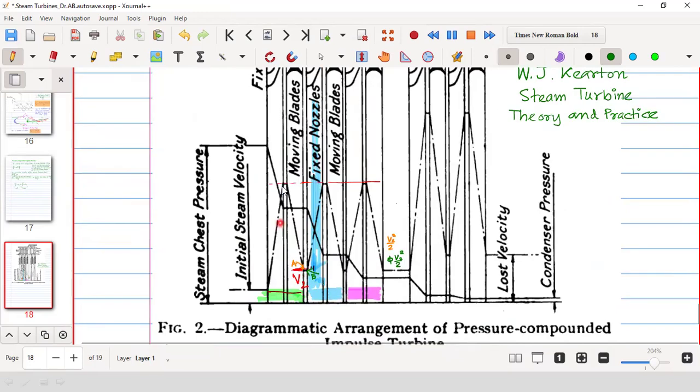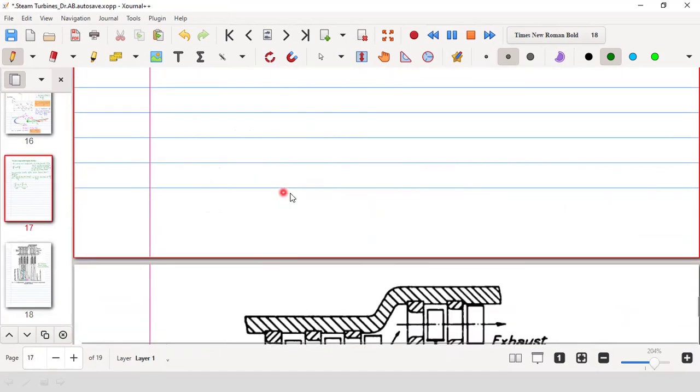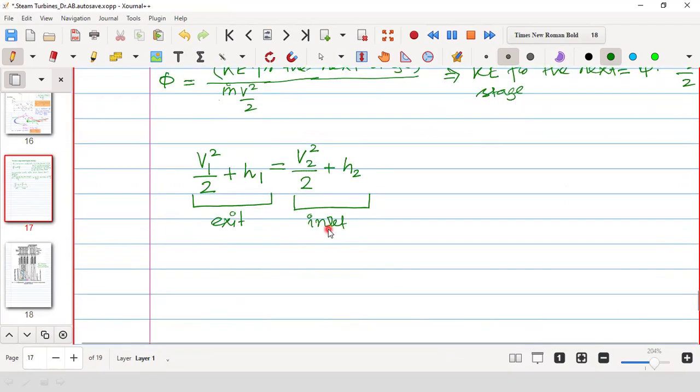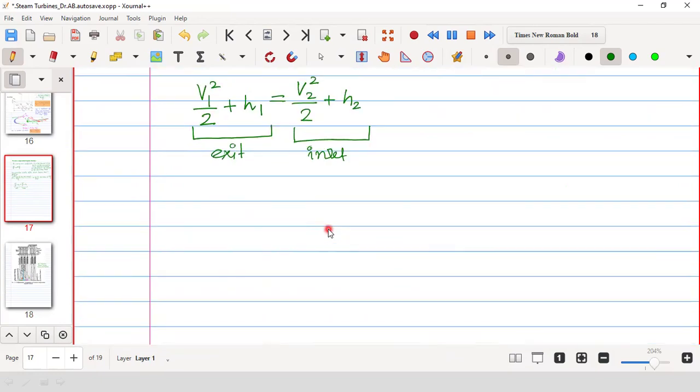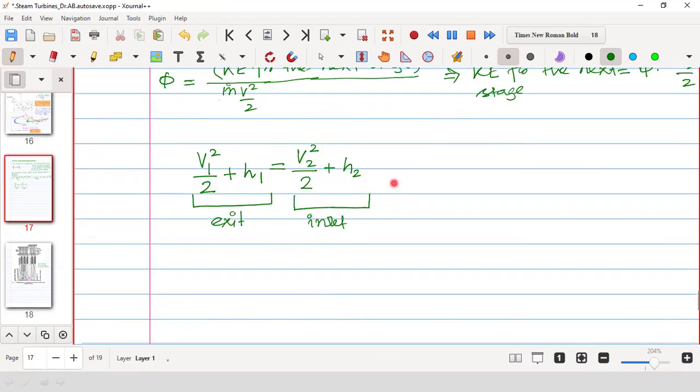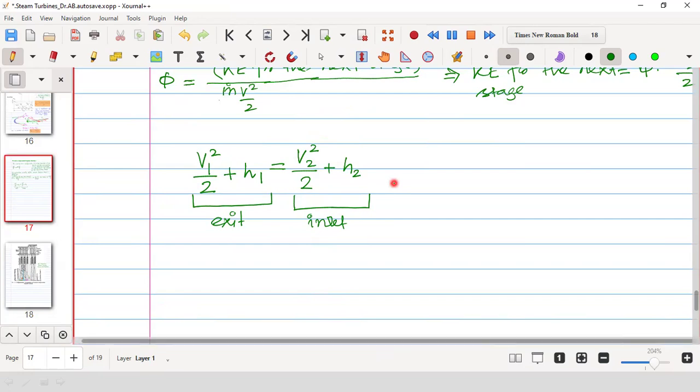So say for example here, what is the velocity? V1 is the exit velocity from the nozzle and V2 is the inlet velocity to the nozzle. Therefore the corresponding enthalpy is say H1 and then H2. Therefore we can write V1 square by 2 plus H1 is equal to V2 square by 2 plus H2. It is to be remembered that this is an adiabatic situation. It may not be isentropic. So this is for adiabatic flow.